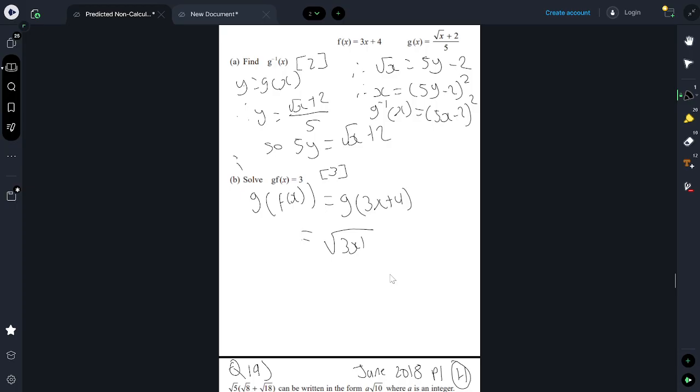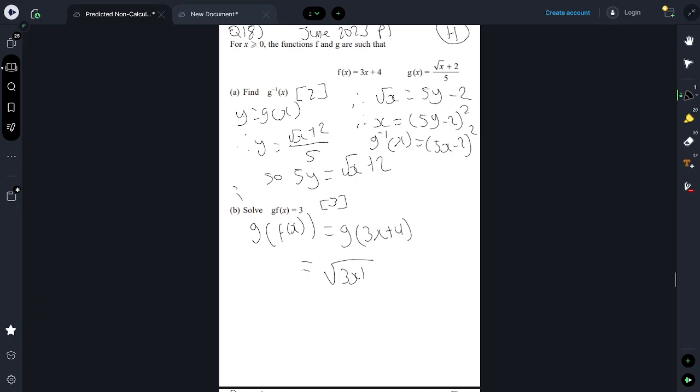So the idea is, we ended up solving this. We understand that this means composition. We are substituting f of x, so 3x plus 4, into g. And that's what we're doing. So we got root x, which, instead of x is 3x plus 4, so root 3x plus 4, plus 2, over 5, and we are told this is equal to 3.